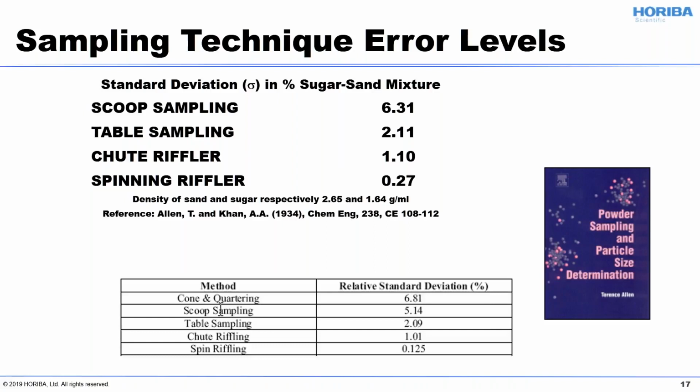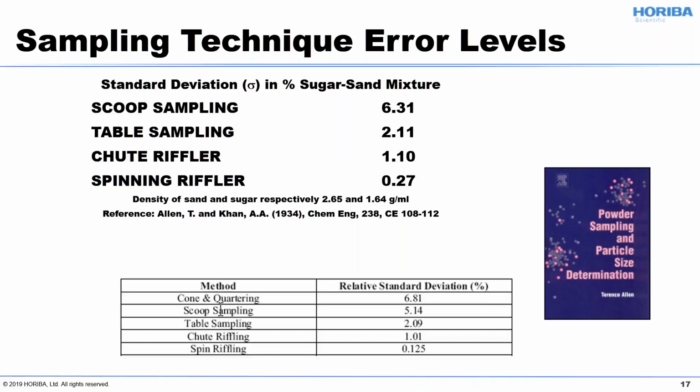The chute riffler, in my opinion, is a nice compromise between a real easy pour-and-go, fairly easy cleanup, and good sample dividing. And if you do scoop sampling, that's the easiest. You don't need any extra equipment. You've got to remember that all these steps of cleaning or deciding what equipment to have are going to cost you money, and you may not need that much precision in your measurement. So the chute riffler, I think, is a good sweet spot for most of the work we do.